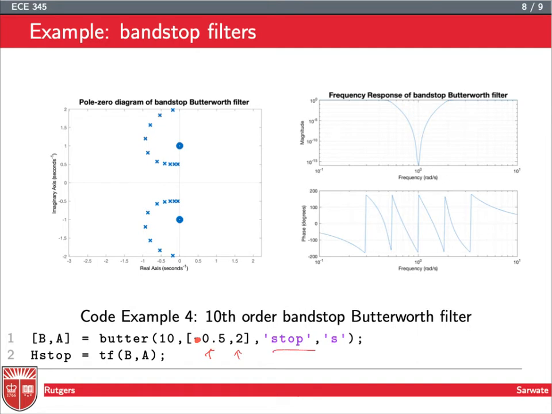It's a band stop filter in the analog domain. We get our numerator and denominator, and then we can make our transfer function. And if we look at this band stop filter, it looks even weirder than the band pass filter. Now we have a bunch of zeros, and this is actually like multiple zeros, all centered at -1 here. And then we again have the same sort of not quite a semicircle arrangement of the poles.